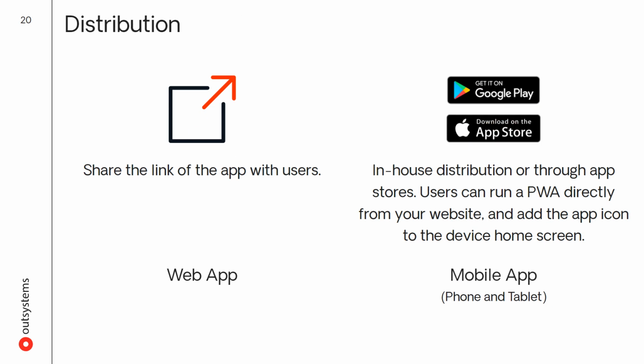If you plan to distribute your app via app stores, then mobile is the best choice. Mobile apps can also be distributed as a PWA, and in that case, any supported browser will allow you to add the app icon to the home screen. Web apps, on the other hand, are always accessed via a URL.